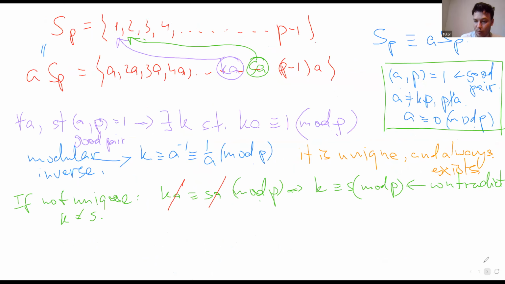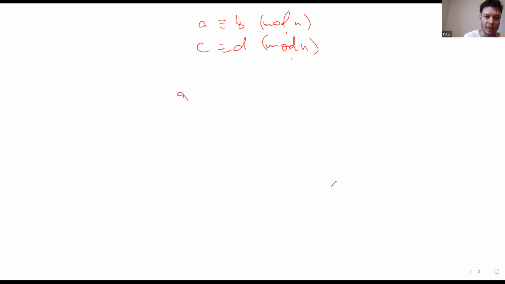A couple of simple properties that we discussed were the addition, multiplication, and subtraction of modular arithmetic, right? So if a is congruent with b mod n, and if c is congruent with d mod n, then I can basically combine them. For example, a plus, minus, or multiplied by c is going to be congruent with b plus, minus, or multiplied by d mod n. In addition to that, I can also raise to powers, right? So I can say a to the power k is going to be congruent with b to the power k mod n.